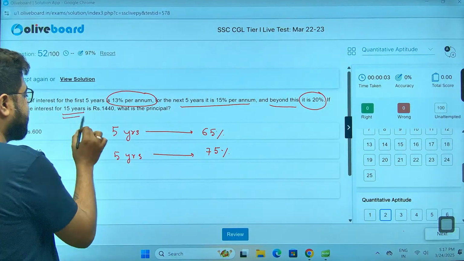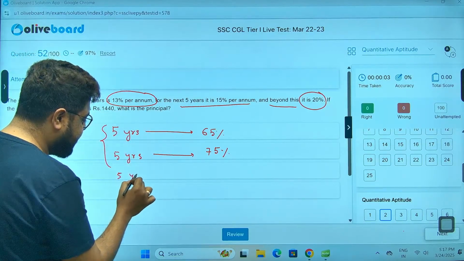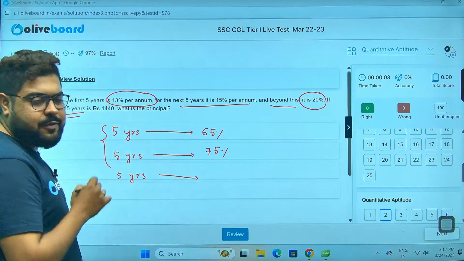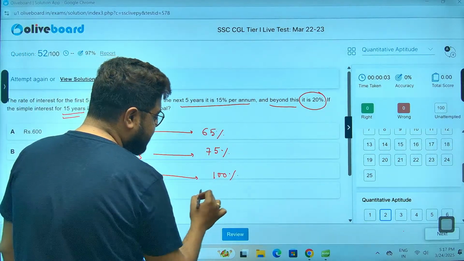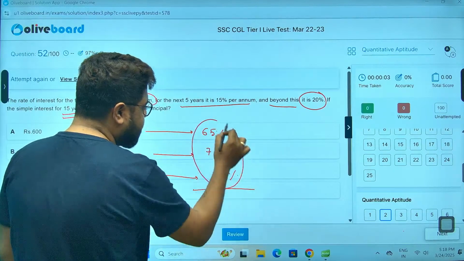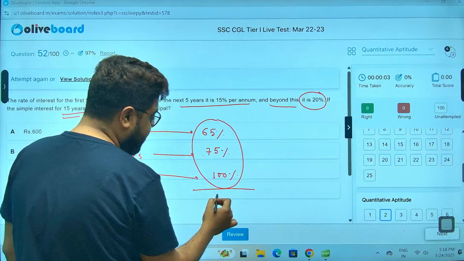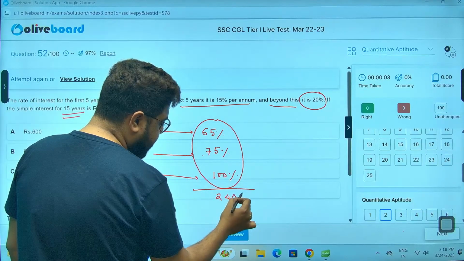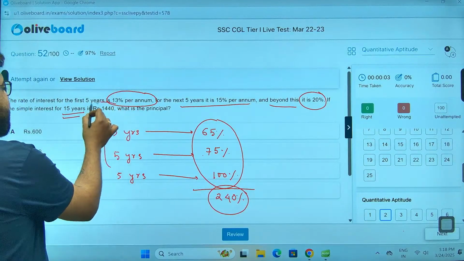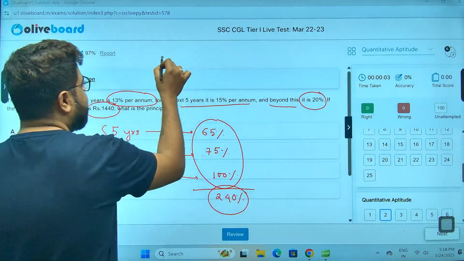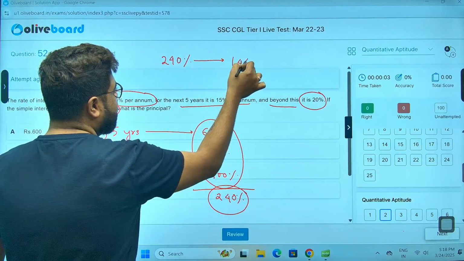Total is 15 years. 5 and 5, 10 years are gone, so we'll have another 5 years left. 20% per annum means a total of 100%. How much will be the total interest? 65 plus 75 is 140, and 140 and 100 is 240. So 240 percent is equal to 1440.